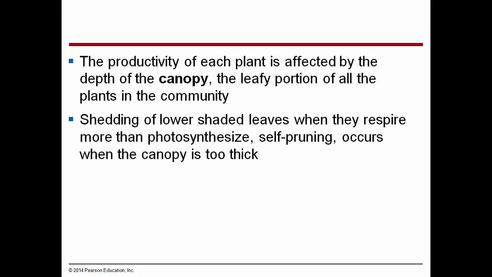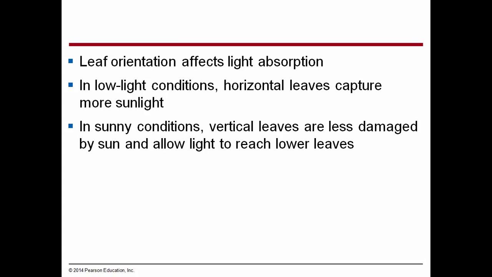Shedding of lower shaded leaves occurs when they respire more than they photosynthesize. Self-pruning occurs when the canopy is too thick. So that's like I was talking about before, when the trees grow straight up tall and have nice straight tall trunks in a forest, whereas when they grow in a field, they spread out and grow out all over the place. So once the canopy blocks out the photosynthetic capabilities of the lower branches, then those branches will just simply fall away. It's called self-pruning. Leaf orientation affects light absorption.